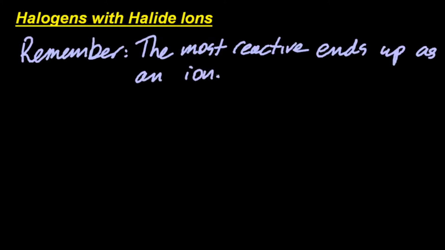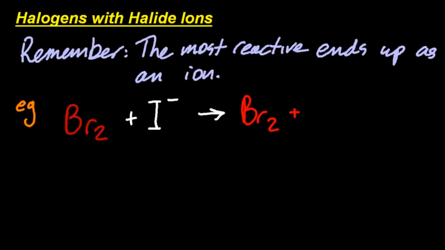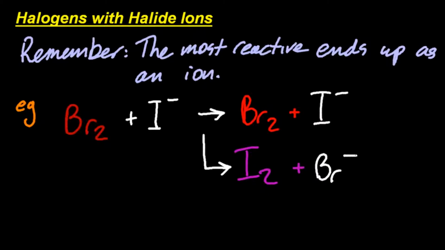So halogens with halide ions. Just remember, the most reactive ends up as an ion. 99% of the time that's true in chemistry. So what do I mean by that? Well, let's look at an example. Bromine, that's red. And iodide ions, they're colourless. Now there's 2 things that could happen here. The first thing is that nothing happens. It's red, it stays red, nothing happens. The second thing is that I could make purple iodine and the bromide ion, which is colourless.